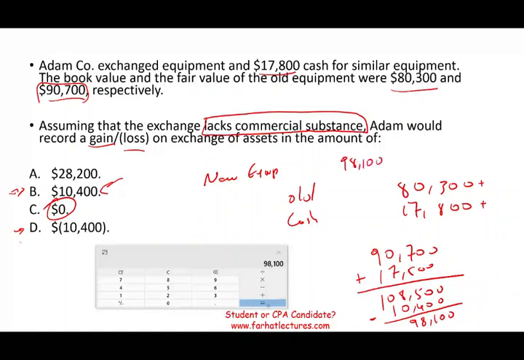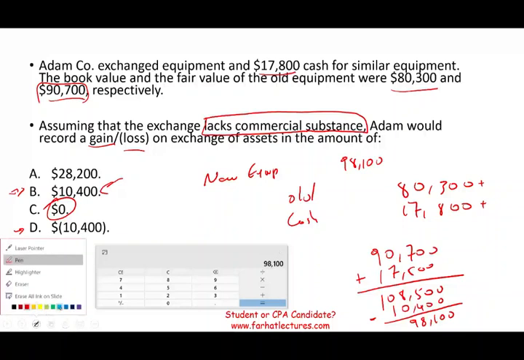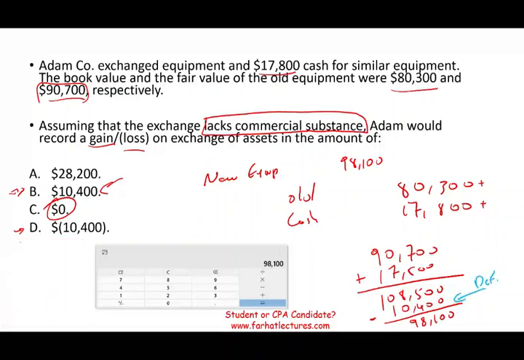So notice what I did, let me put this in a different color. All what I did is I took the gain and I deferred it. Deferred it means pushing the gain into the future. How do I push the gain into the future? By reducing what the value of the asset should be.